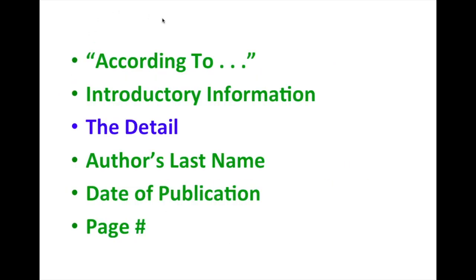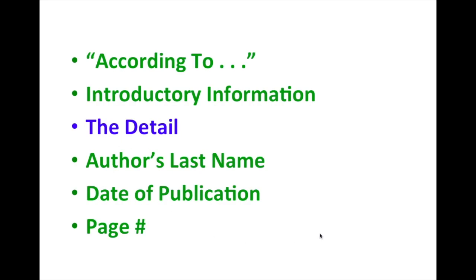So in general, like I said, a sandwich. In the most basic case, we can say that it's according to someone, and we give a little bit of information about that someone. Then there's the detail itself. Then we have the author's last name, the date of publication, and the page number, right? And this is all in parentheses.